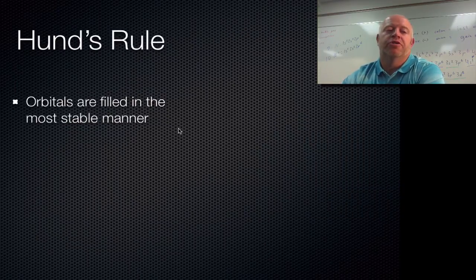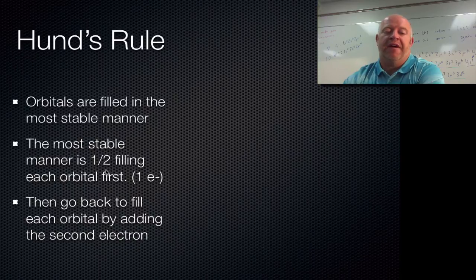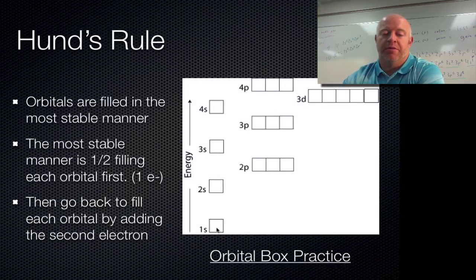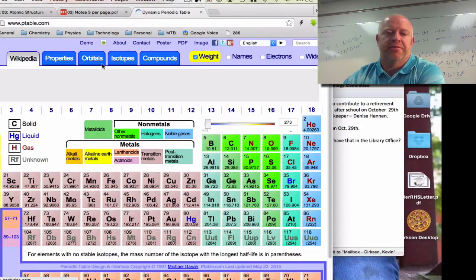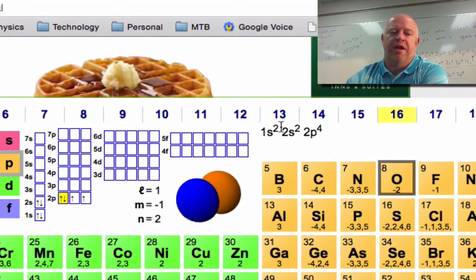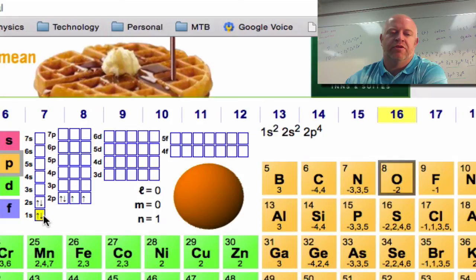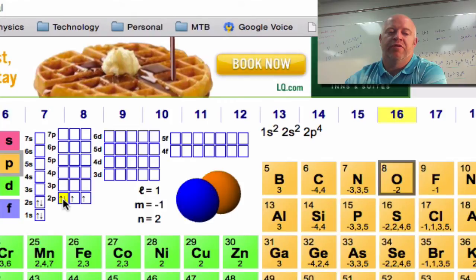Okay, next is Hund's Rule. Hund's Rule says that we have to fill our electrons in the most stable manner. Now, the most stable way to fill electrons is to half fill each orbital first and then go back and pair things up. Okay, so if we take a look in terms of diagramming these things out, if we were working with, let's say, oxygen, and we come over here and click on oxygen, you notice, if you zoom in on oxygen, that it has 2 arrows here, and then 2 arrows here. Each arrow represents an electron. And then over here, we have 2 arrows and 1 and 1.